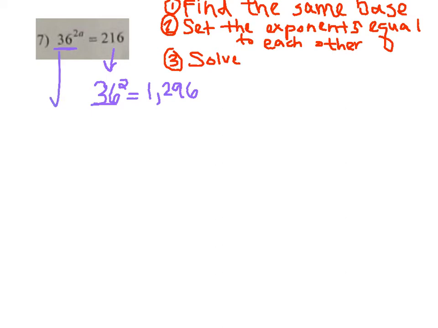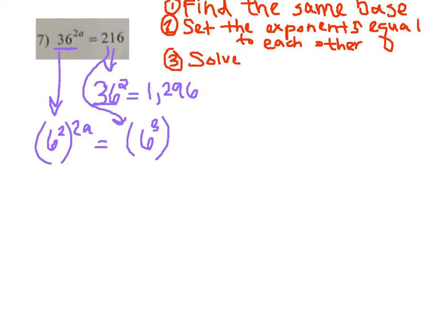So let's rewrite 36 with a base of 6. And that's 6 squared, because we know 6 squared is 36. And I wrote it in parentheses to separate it from the 2a that was already there before. So if you rewrite anything, make sure you write parentheses around that number. So for 216, if we write it with a base of 6, you find that 6 cubed gives you 216. So now we have our same base that we need for these problems for step 1.